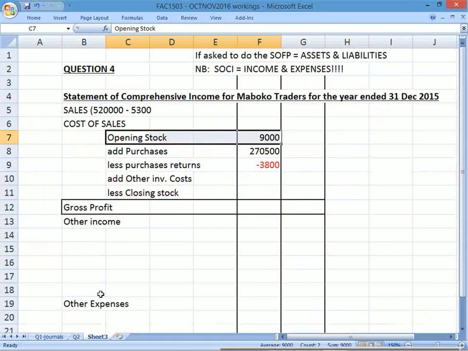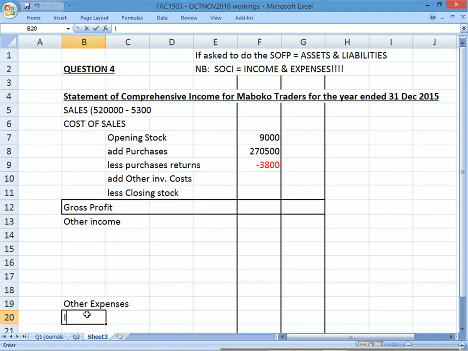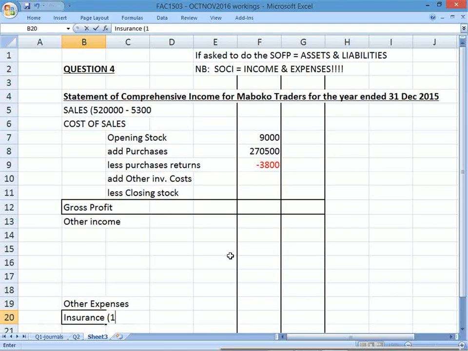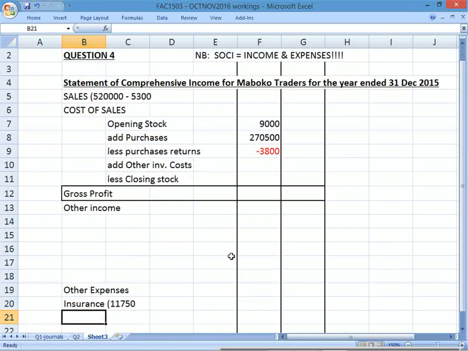So go to your expenses and put in your insurance. There's your insurance. Open brackets. What was the amount? 11,750. There's my insurance. Got that? Is it okay?